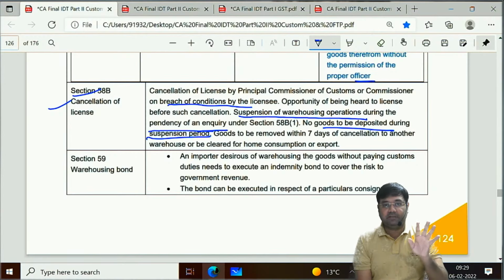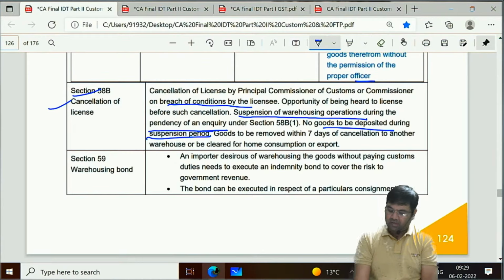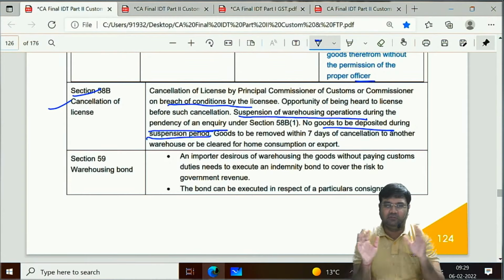And after the inquiry is complete, of course, before taking the decision of cancellation, they are going to follow the natural justice principle. What does it mean? Opportunity of being heard. To whom? Licensee. So they are going to give the opportunity of being heard to the licensee. The licensee, of course, is going to give all the gyan. Sir, I have not done this, and so on. I am not going to do it in future.